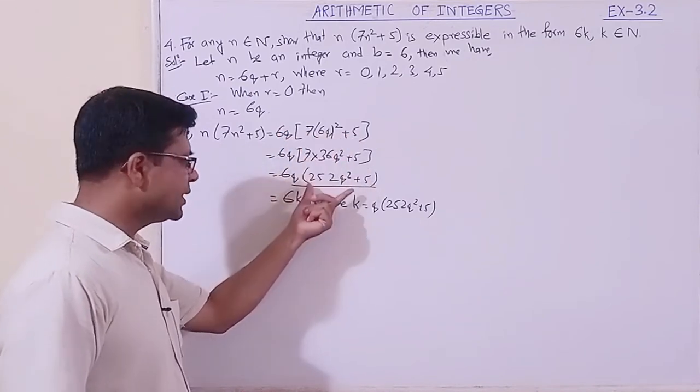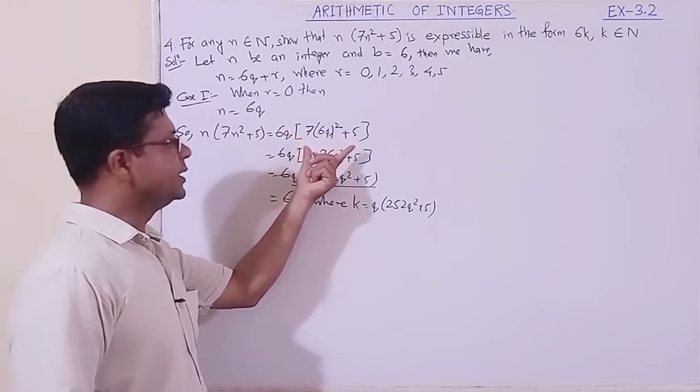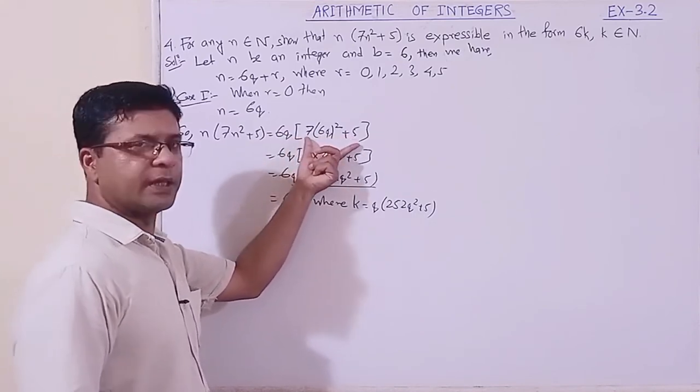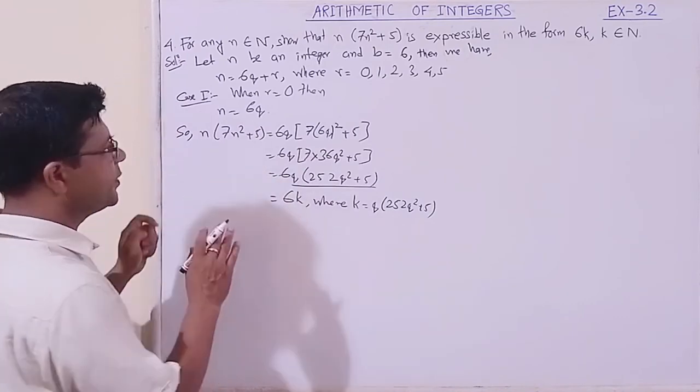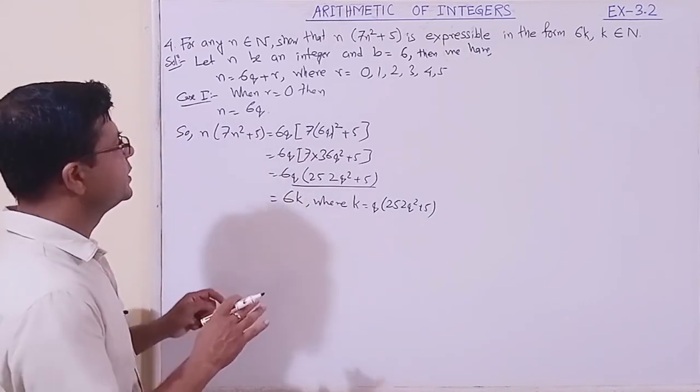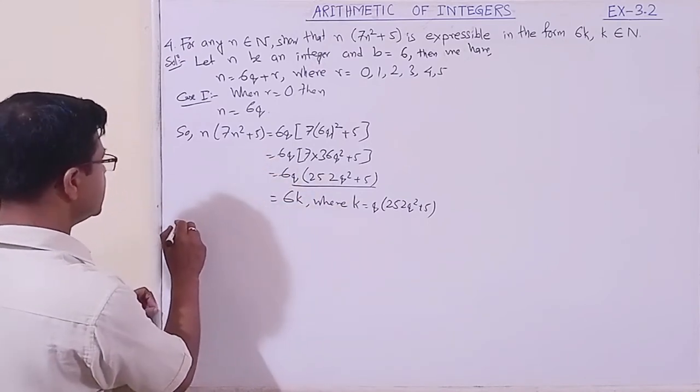It is not necessary that you do all these steps. 6 into this, that is also k. Then you will write this is equal to k. Then these steps are useless, no need to do. Here I am explaining, so I am trying to do all the steps. In the exam you may skip the steps. Case 1 done.